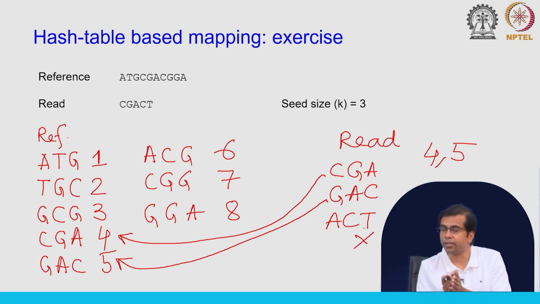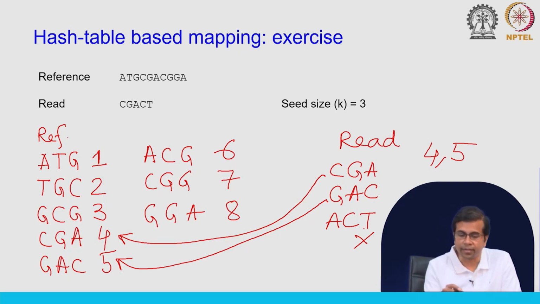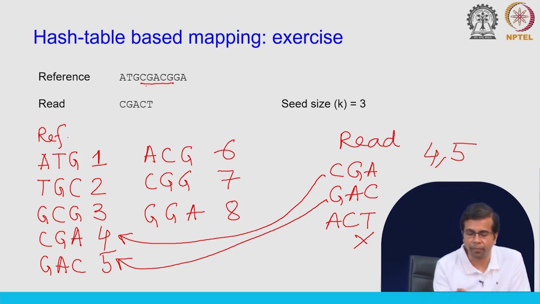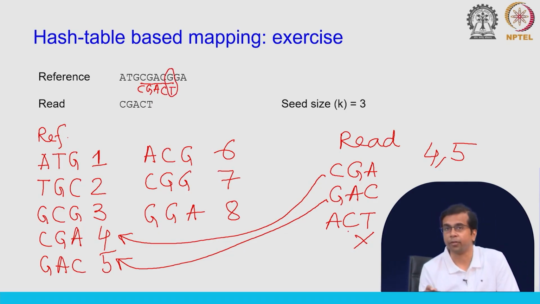It is in the region of this position, around 4, 5. And as you can see, if we go back, it is actually matching here in the reference. So this is where it should be mapping. If you write CGACT, this is the reason why we could not get the seed ACT in the hash table: because there is a G to T mutation. But the other seeds actually worked well. They could give us the location of the seed.